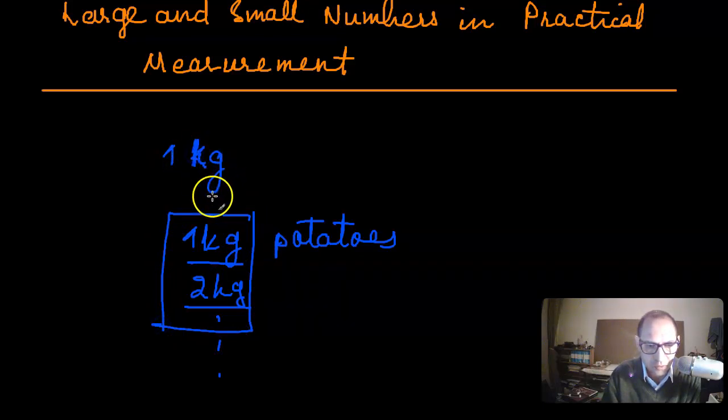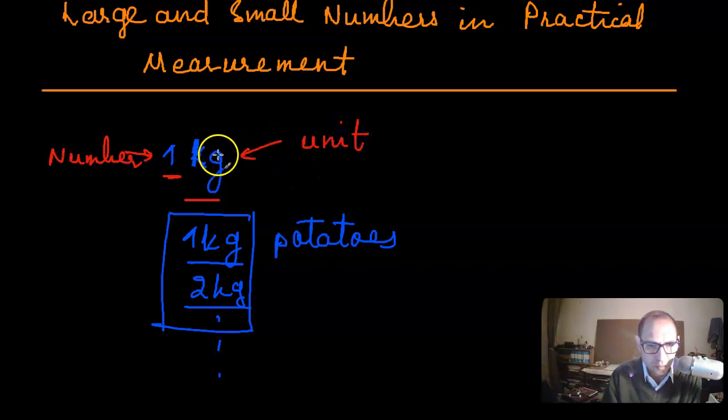So the measurement 1 kg has two parts. You have the number, and you have this part over here as well. This is a number, and this is a unit. The unit is important, and the number is also important. For example, if you ask the shopkeeper to give you 1 meter of potatoes, he or she would get confused, because 1 meter of potatoes doesn't make any sense really.